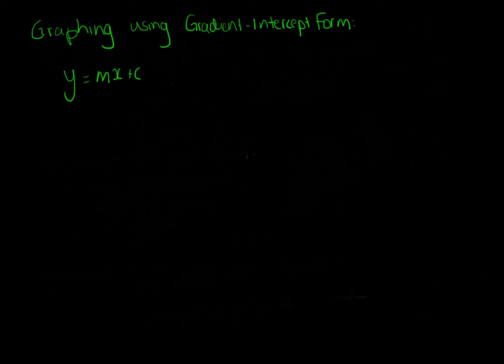So here is our first clue for graphing a line using the gradient intercept form. We know that c is the y-intercept. I'll just draw the axes here real quick. Here we have the x-axis, the y-axis. Okay, so now we know what the y-intercept is. So firstly, we will just plot a point at the y-intercept.